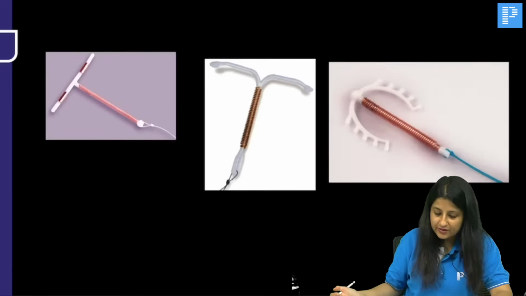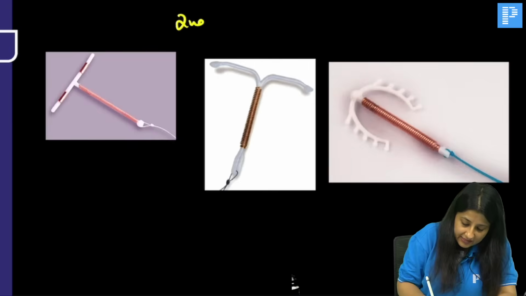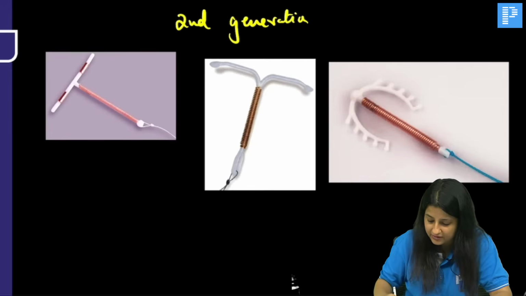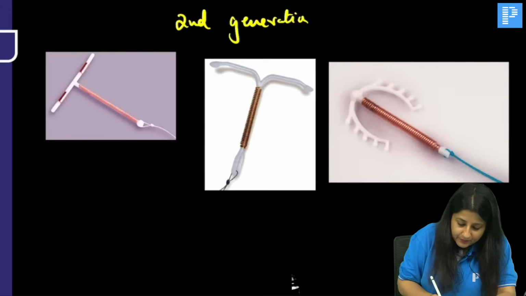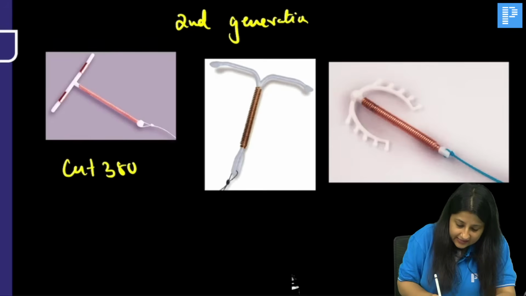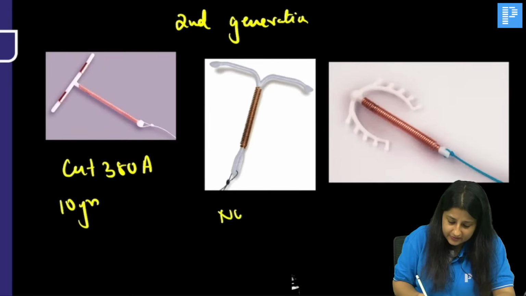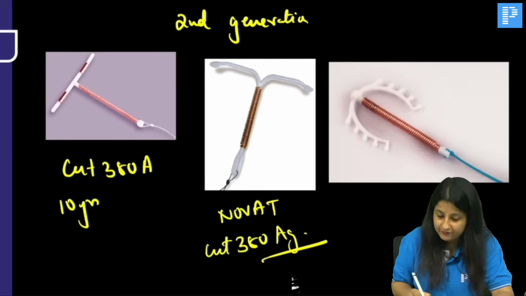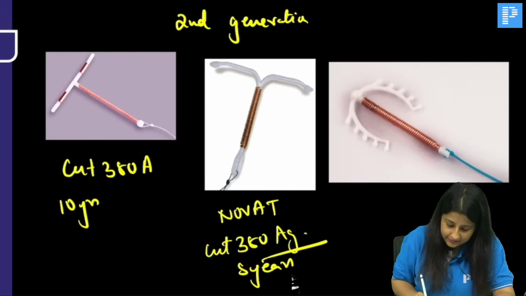The second generation which could come in your exams, very importantly, all about IUDs again has been discussed in LRR, the mechanism of action, adverse effect, contraindications, everything. This one is copper T380A, shelf life 10 years. This one is Nova T. Nova T क्या होता है? Copper T380 Ag, silver iron. Silver iron reduces inflammation. Shelf life is 5 years.